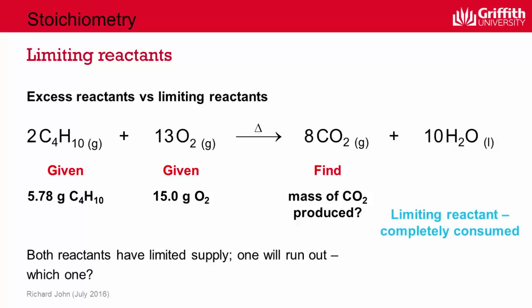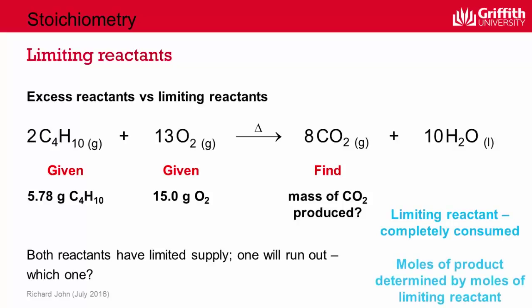And it's important that we identify which one is going to run out first, because it will be the limiting reactant, and the moles of carbon dioxide, the moles of product in this case, will always be determined by the starting moles of the limiting reactant. Now you can look at this 15 grams of oxygen and you think, well, that's significantly bigger than the 5.78 grams of butane, so perhaps oxygen is still present in excess here. The problem with that type of thinking is that you cannot look at the mass quantities and determine this directly.